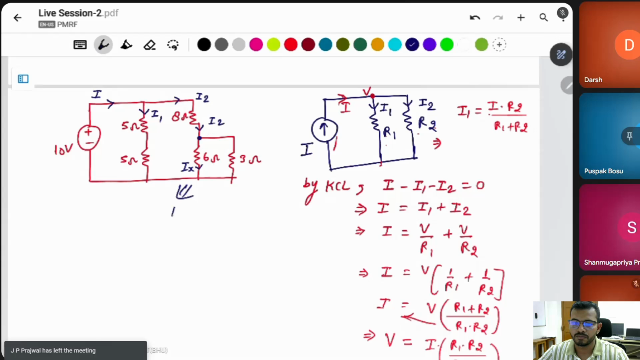Then what is Ix? Ix is equal to total current I2 into the opposite resistance 3 divided by the total resistance 6 plus 3, which is I2 divided by 3. Then you have to find only I2. How can you find I2 here? If you find I2, then you will get Ix.